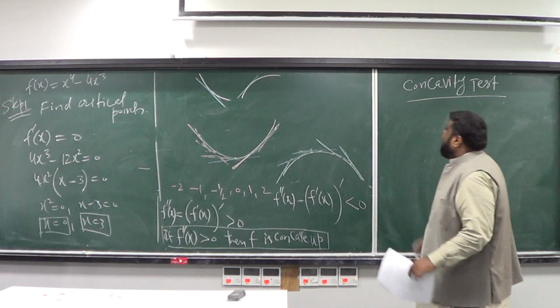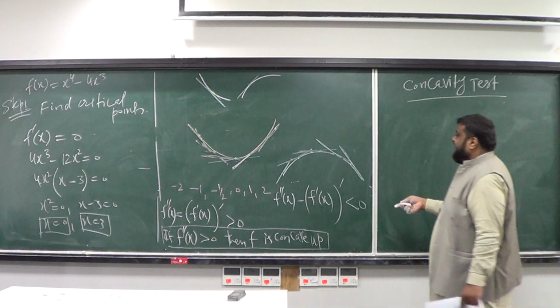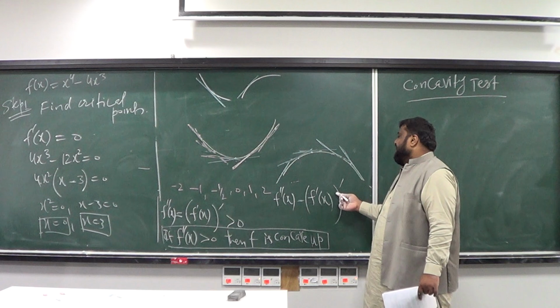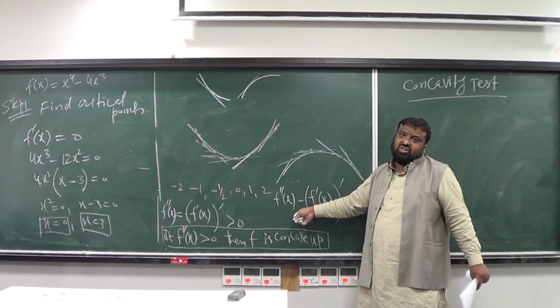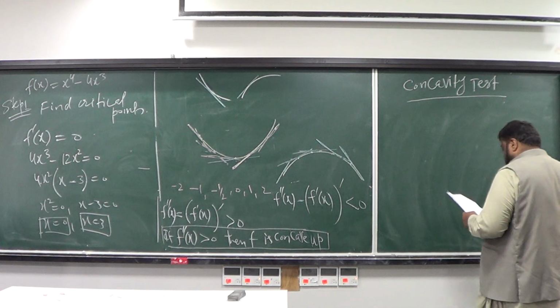Now we saw that when the prime of the prime, or the second prime, is positive, that means that the prime is increasing. And when the prime of the prime is negative, that means that this is decreasing. In other words, the derivative of the derivative is the second order derivative actually.